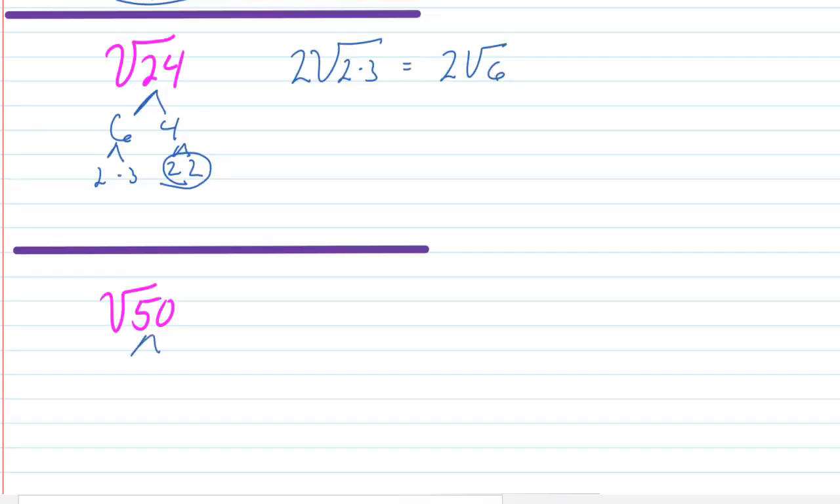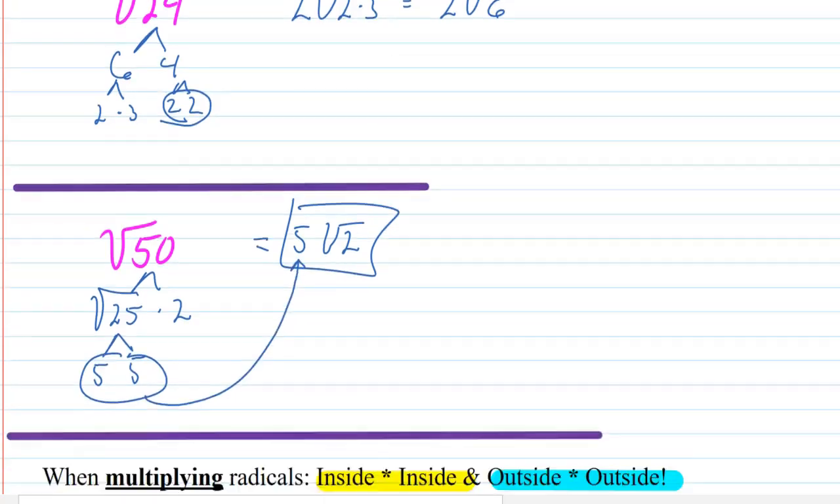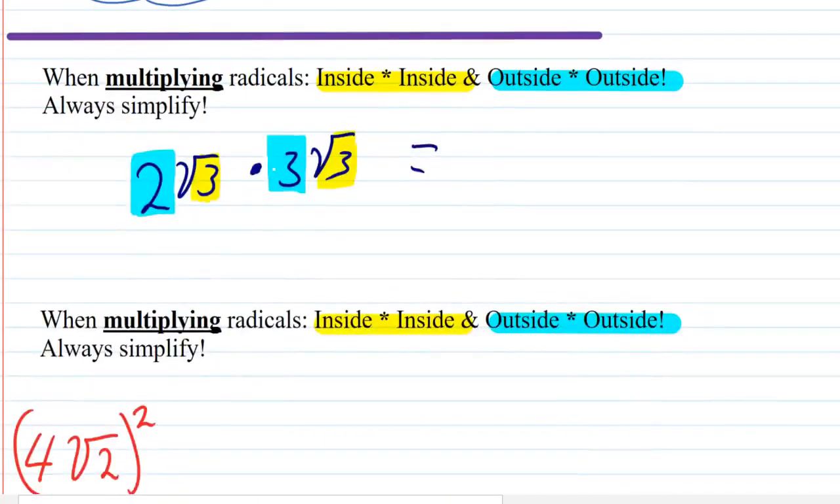This one I'm going to show you a shortcut. 50 breaks up into 25 times 2. Hopefully you can see that I can take the square root of 25, and that gives me a 5. 5 with the square root of 2 left over. This is a shortcut. If you don't like the shortcut, that's fine. Take it all the way down to the bottom, and you're left with a pair of 5's, and the pair of 5's come out.